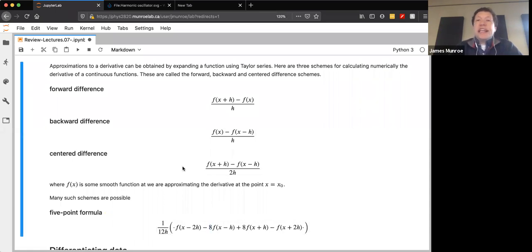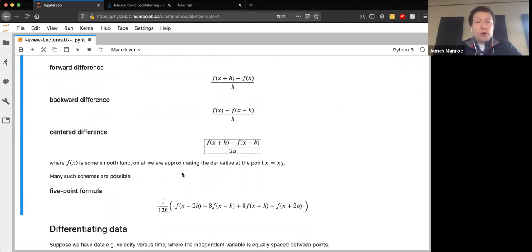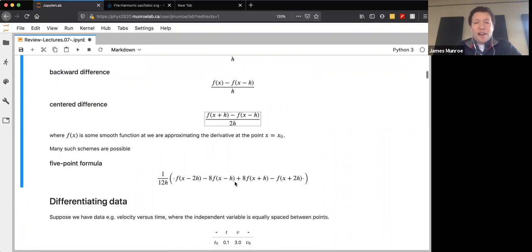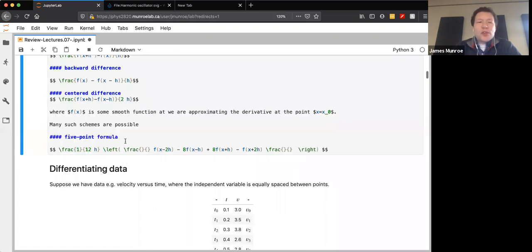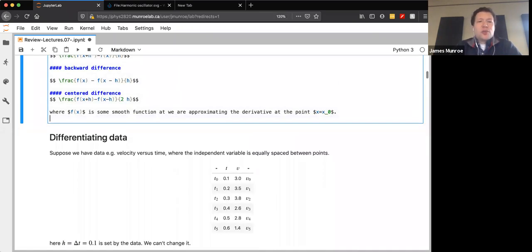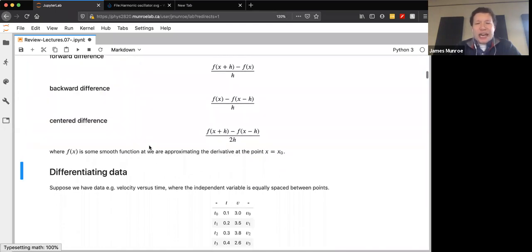The schemes that you need to know are the forward difference, backward difference, and center difference. Those are the three that I expect. If I say use a backward difference formula, you will implement a backward difference formula. There are other schemes out there. For example, here's a 5-point formula. I'm not assuming you know any of those other schemes, so I will just get rid of that from these notes so it's not confusing in any way.